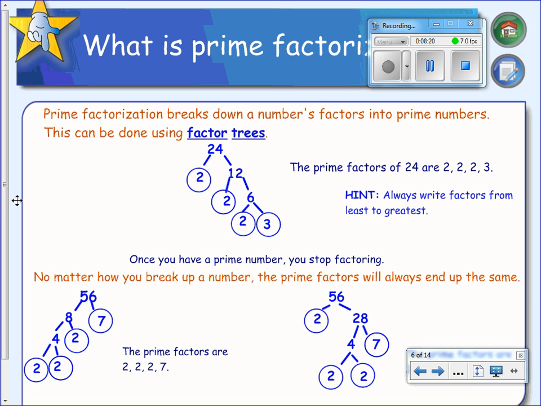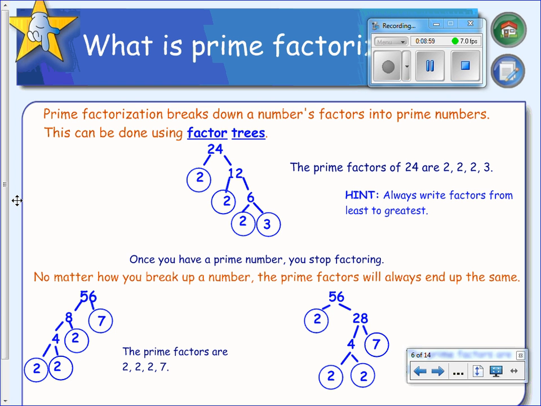Where it says in orange, no matter how you break up the prime factors, they will always end the same. For example, this is my tree right here. That's Layton's tree. For 56, I did the two factors, 7 and 8. I circled the 7 because it is a what number? Prime. Is 8 prime? No, so I need to factor it out with 2 and 4. The 2 is circled because it is prime, but the 4 I needed to also factor out. So now the prime factors of 56 are 2, 2, 2, and 7.